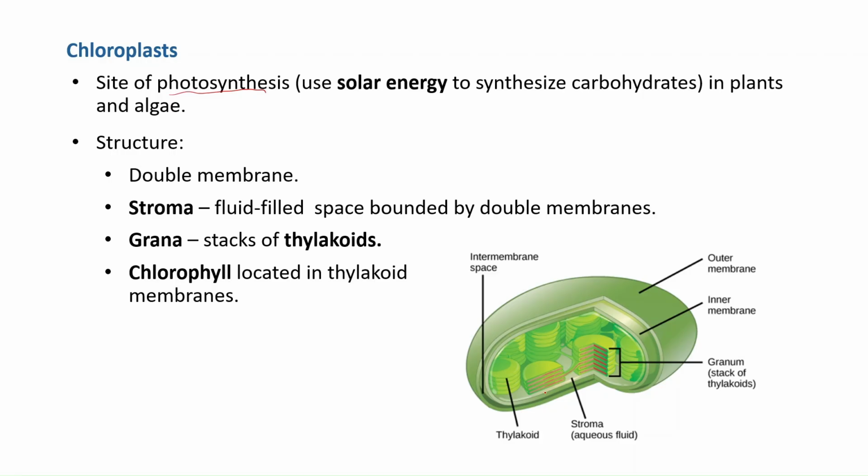The structure is very typical. You have a double membrane. The inside, filled with fluid, is called the stroma, the inside of the double membranes. Then you have thylakoids that are sacs. They look like a pancake, because they are very flat, and a stack of thylakoids is called a grana. And there's several of them. Photosynthesis requires chlorophyll. Everybody knows the chlorophyll is located in the thylakoid membranes. When we study photosynthesis, all of these terms will become very important.